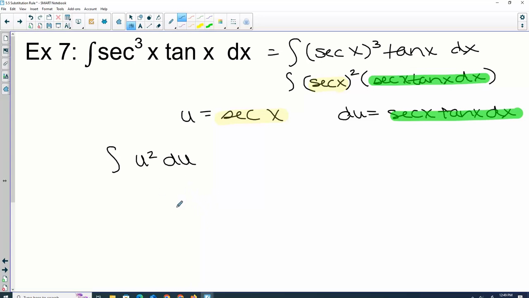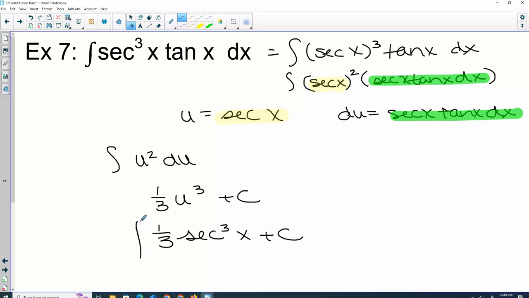Okay, what's the antiderivative of u squared? 1/3 u to the third, plus c. And u is secant. I mean, that's what I looked at, but I did not read it right. So it'd be 1/3 secant cubed x plus c. That makes no sense. That makes so much sense.